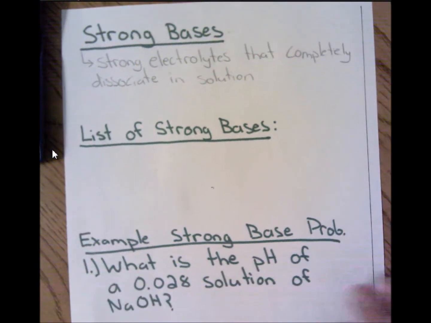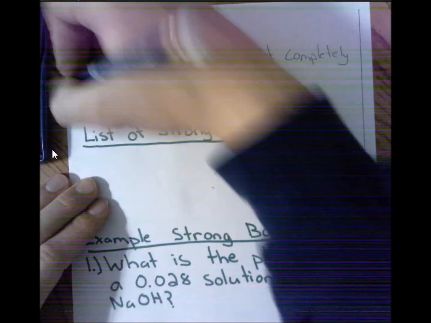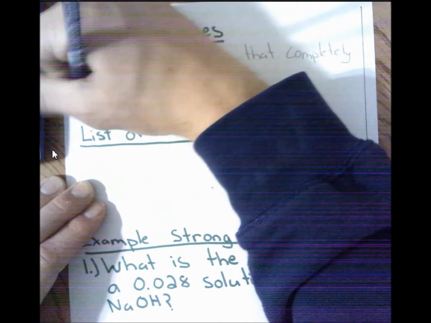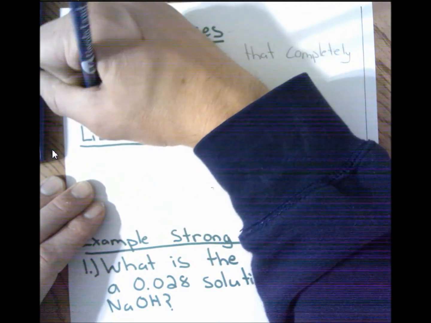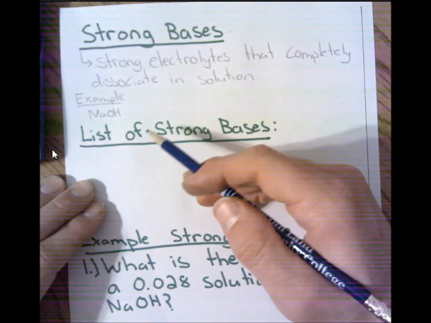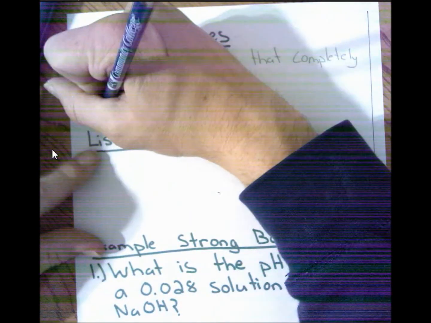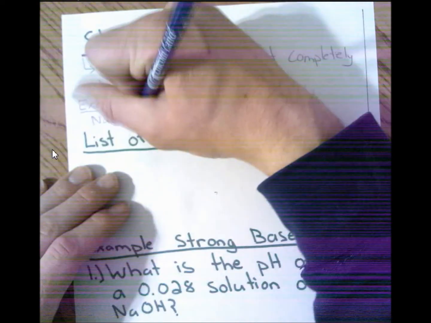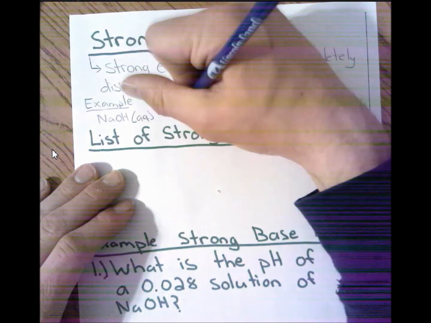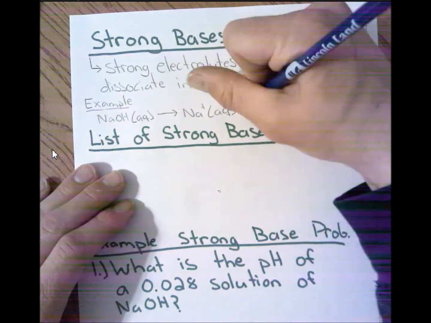And our example is if we take sodium hydroxide, NaOH, we have this occur. So NaOH is going to be an aqueous solution, so it's already dissolved in water. What happens here is this. This thing completely breaks apart to Na plus ions plus our OH minus ions.